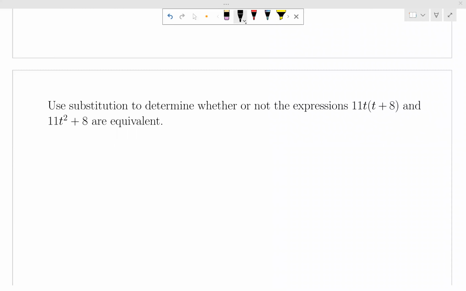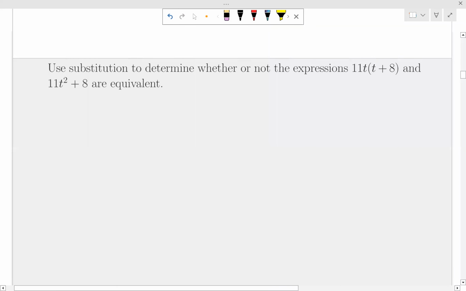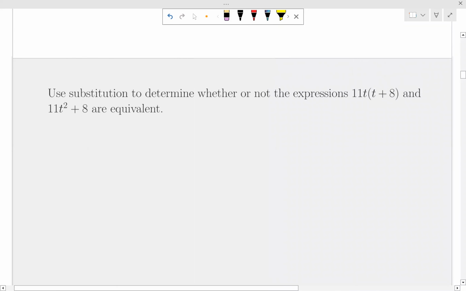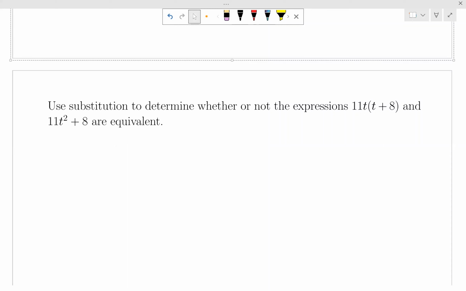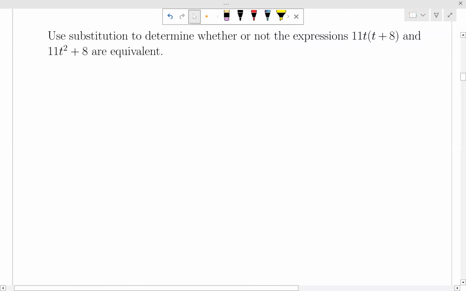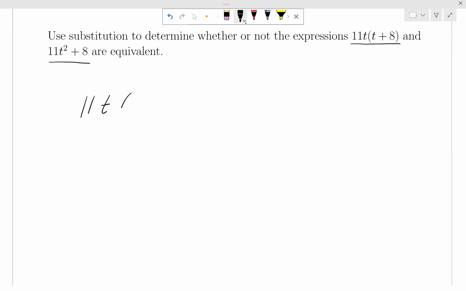Hey, so we're looking at this problem. It says use substitution to determine whether or not the expressions 11t times (t plus 8) and 11t squared plus 8 are equivalent. So we have 11t times (t plus 8), and we have 11t squared plus 8.